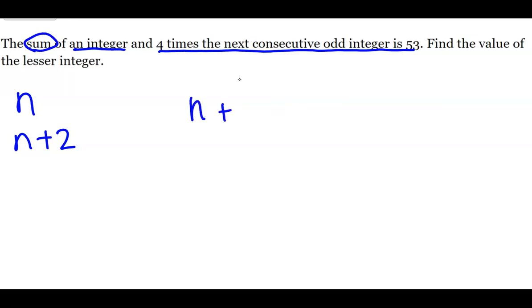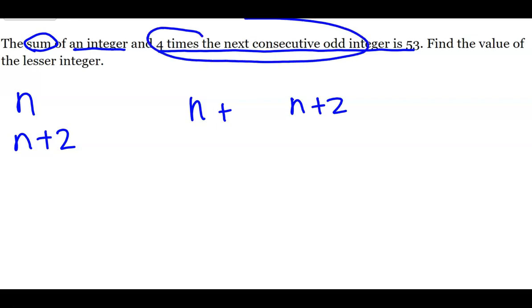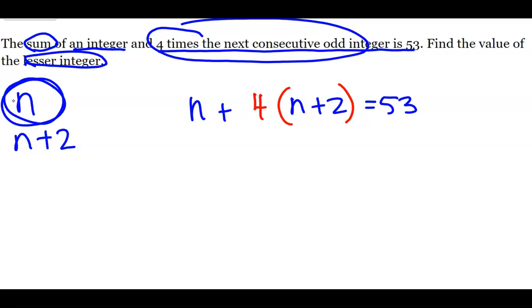So n and n plus 2, but they also said they wanted 4 times that next integer. So we're going to put some parentheses here to show times, and we're going to put a 4 in the front because it says 4 times. They told us it was equal to 53, and then they asked us to find the value of the lesser integer. So all we need to know is n.